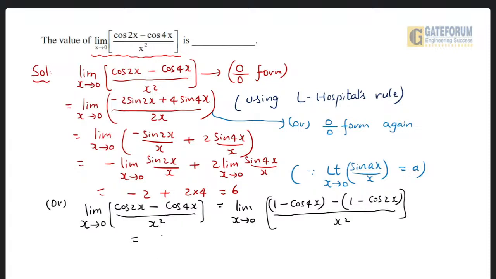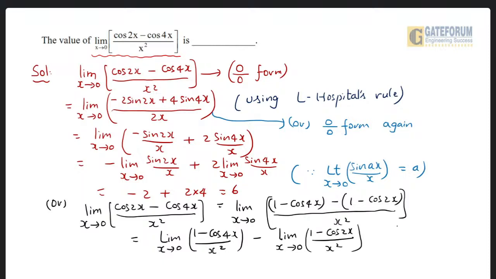This can be separated into two limits. Limit x tends to 0, this term by the denominator, and this term by the denominator, along with the separation of the limits: limit x tends to 0 of 1 minus cos 4x by x square minus limit x tends to 0 of 1 minus cos 2x by x square. Are you following or not? Now this is equal to a square by 2, 16 by 2, and this is 2 square, 4 by 2. 12 by 2 is 6.